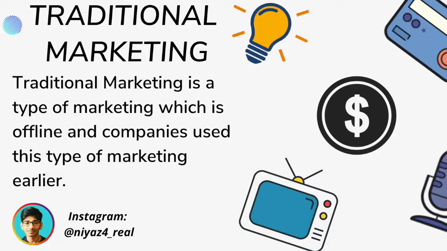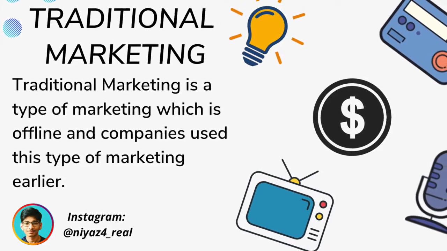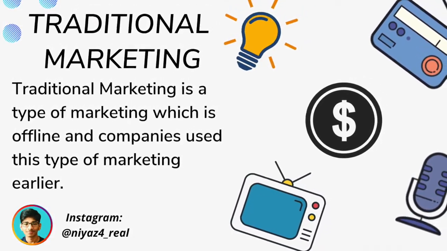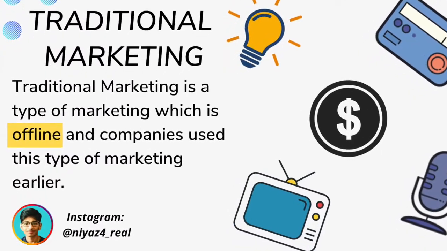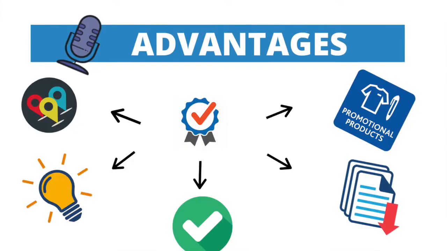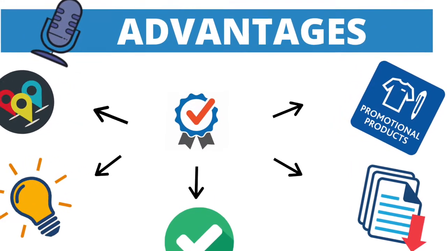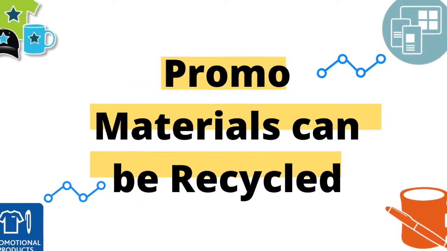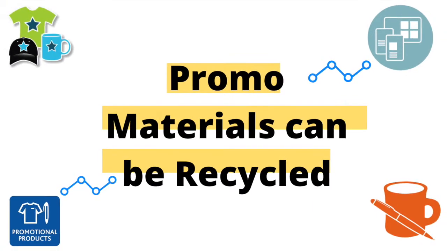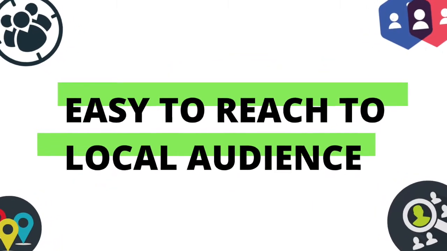So note down, traditional marketing is a type of marketing which is offline, and companies used this type of marketing earlier. Guys, if you want to know this, you can just pause the video and note it. So people, while noting that definition, you would have come across a word called offline, and you may have thought that, yeah, it's kind of offline marketing. And if you're thinking this, then you are correct. Traditional marketing is a kind of offline marketing, and this is a great type of marketing. Why? There are some reasons, because you can improve your success rate, and even you can recycle your promo materials, and a better advantage is that you can easily reach a local audience.